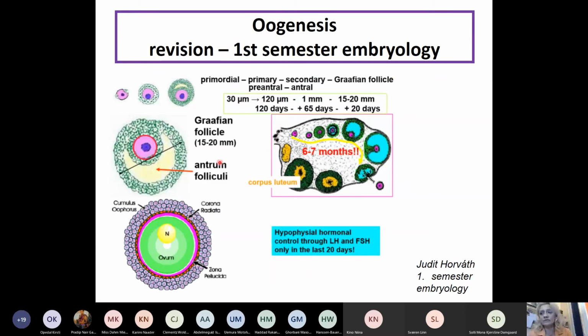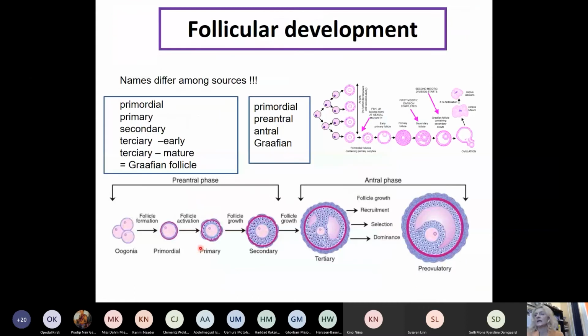This is still revision, the follicular development. So not only the oocyte, but the whole follicle. This is what you did already in first semester, but now we're going to do a little bit more details. So this is what is a little bit new already, the follicular development.